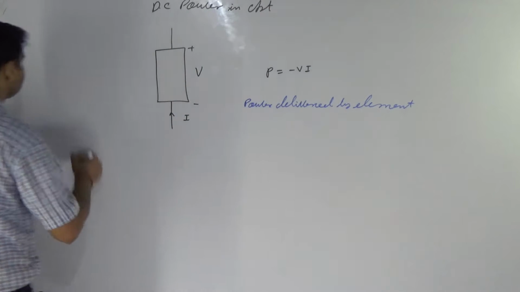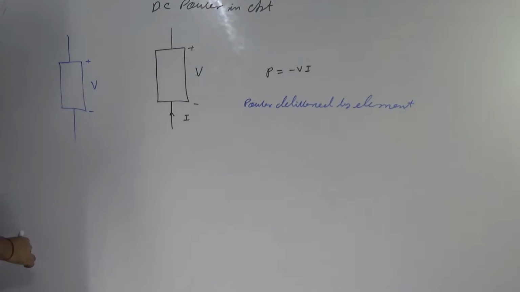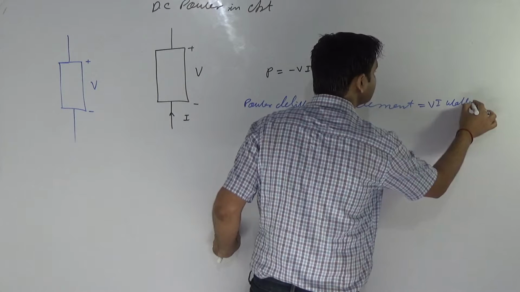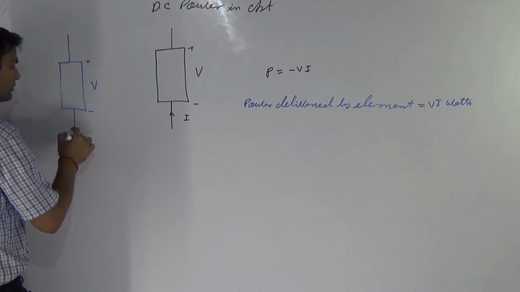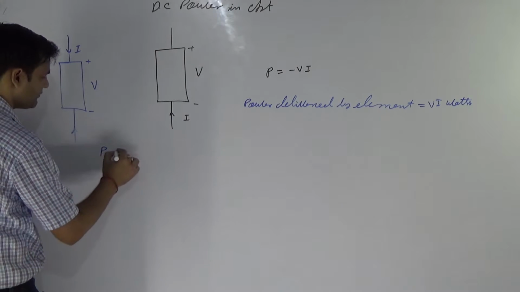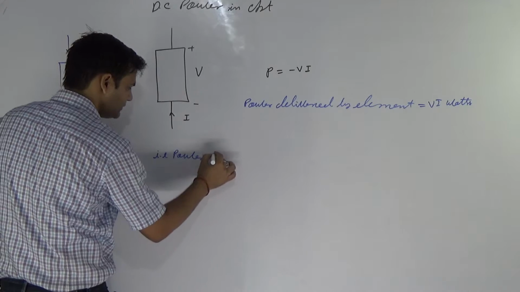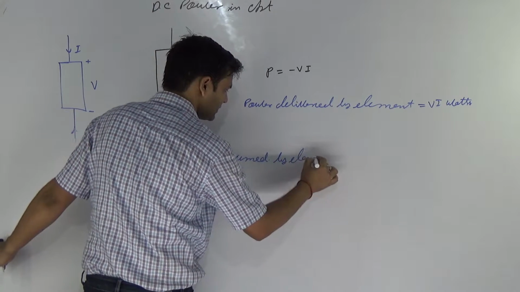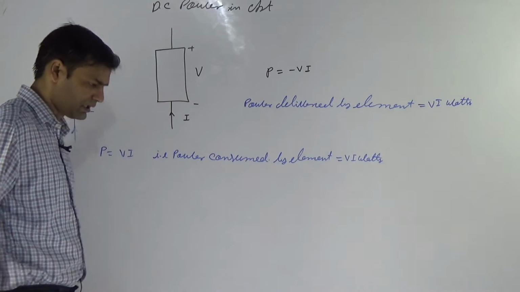Now another case. If this is plus and this is minus, and the voltage across it is V, with current flowing from plus to minus, then power is equal to V into I. That is power consumed by the element. Any doubt? This is the standard convention.